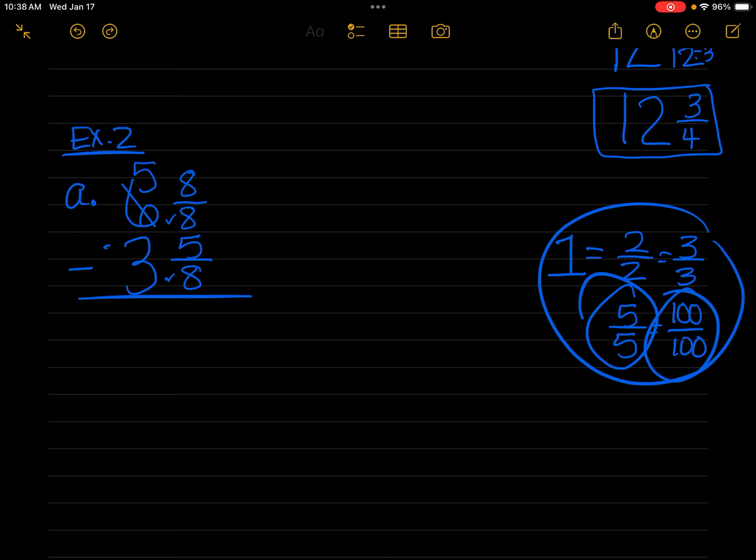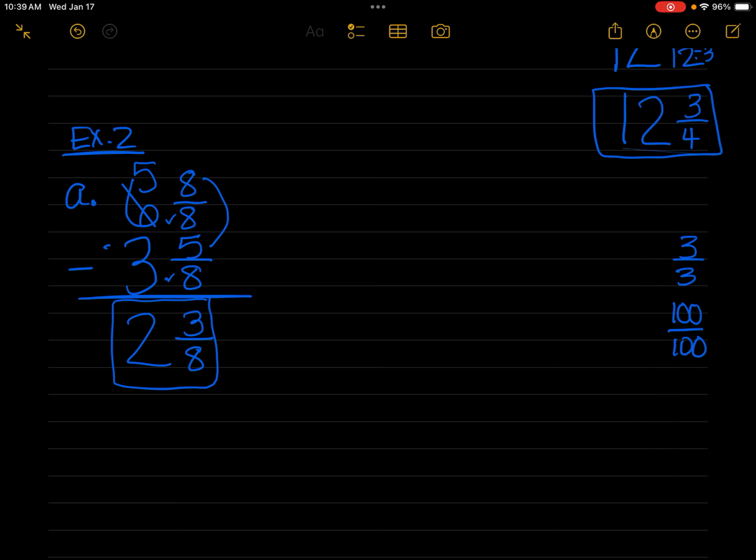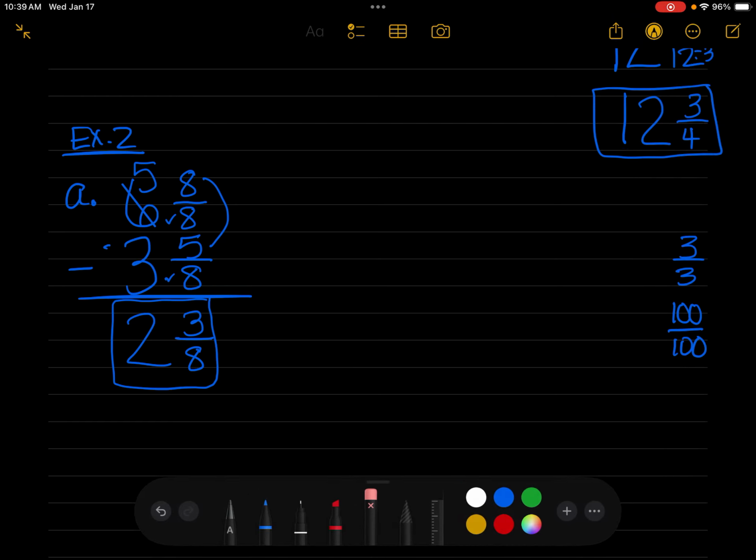So 8 minus 5, subtracting the numerators, is 3/8. 5 minus 3 is 2. And then I'm done, except I need to ask myself, can I simplify any further? The answer is no on this one. So my answer is 2 3/8. Okay, now I'm going to erase all of this. Okay, and now let me get this completely erased.